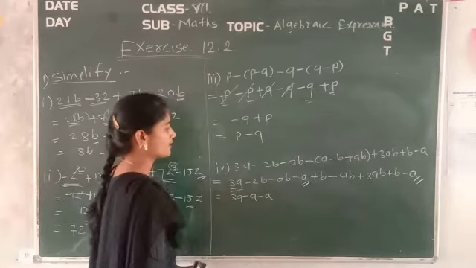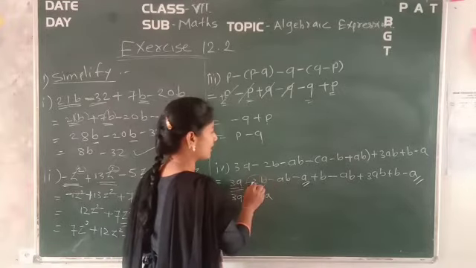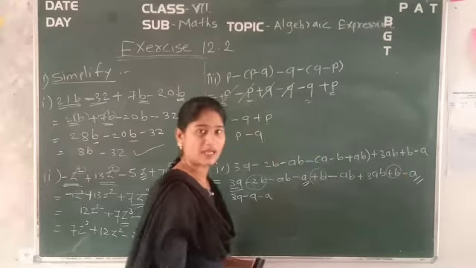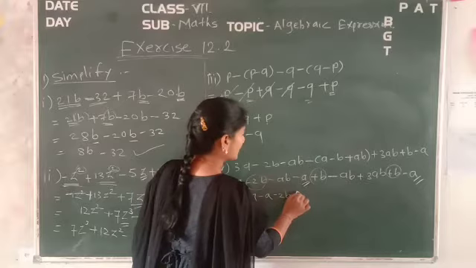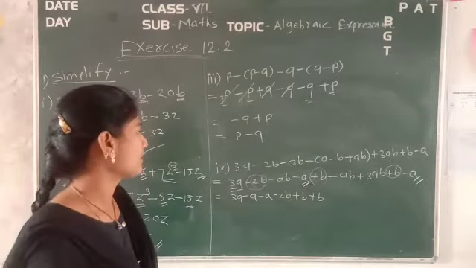Now what is the next term? We will take the b term. So here it is b, here it is b, and here it is also b. So it is minus 2b, you can say. Here plus b, and here is also plus b.